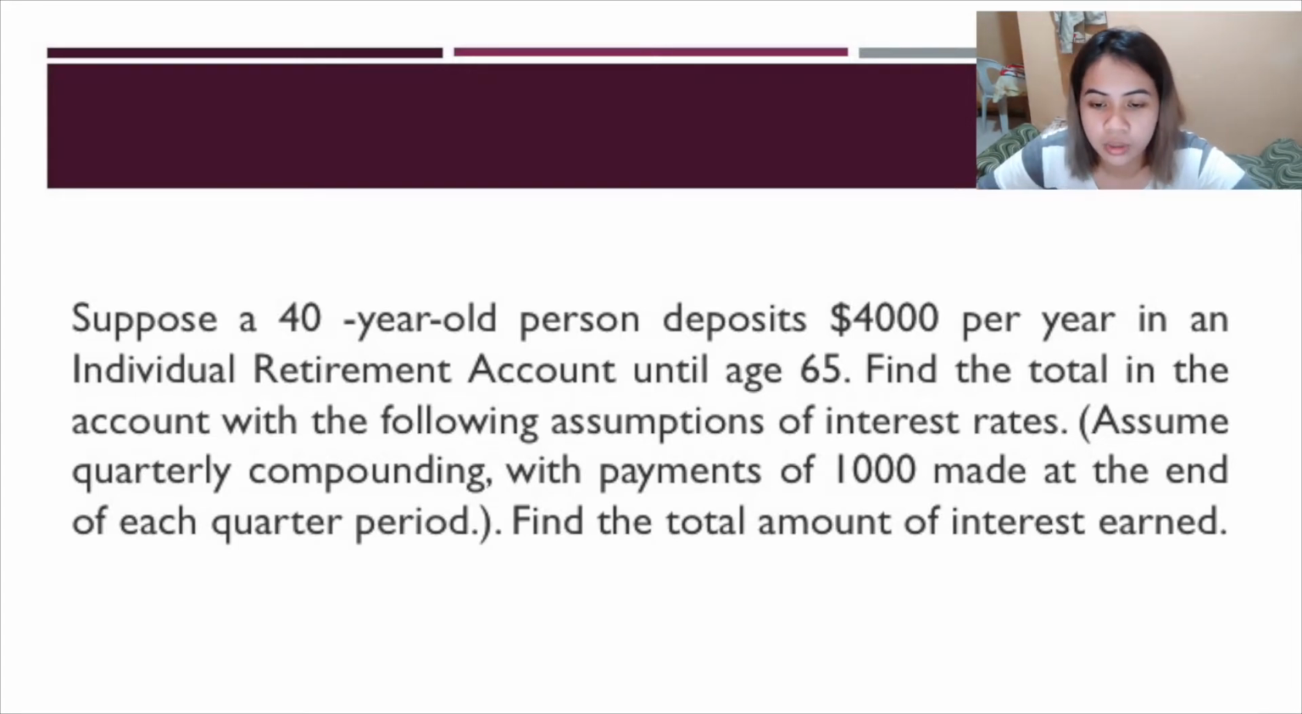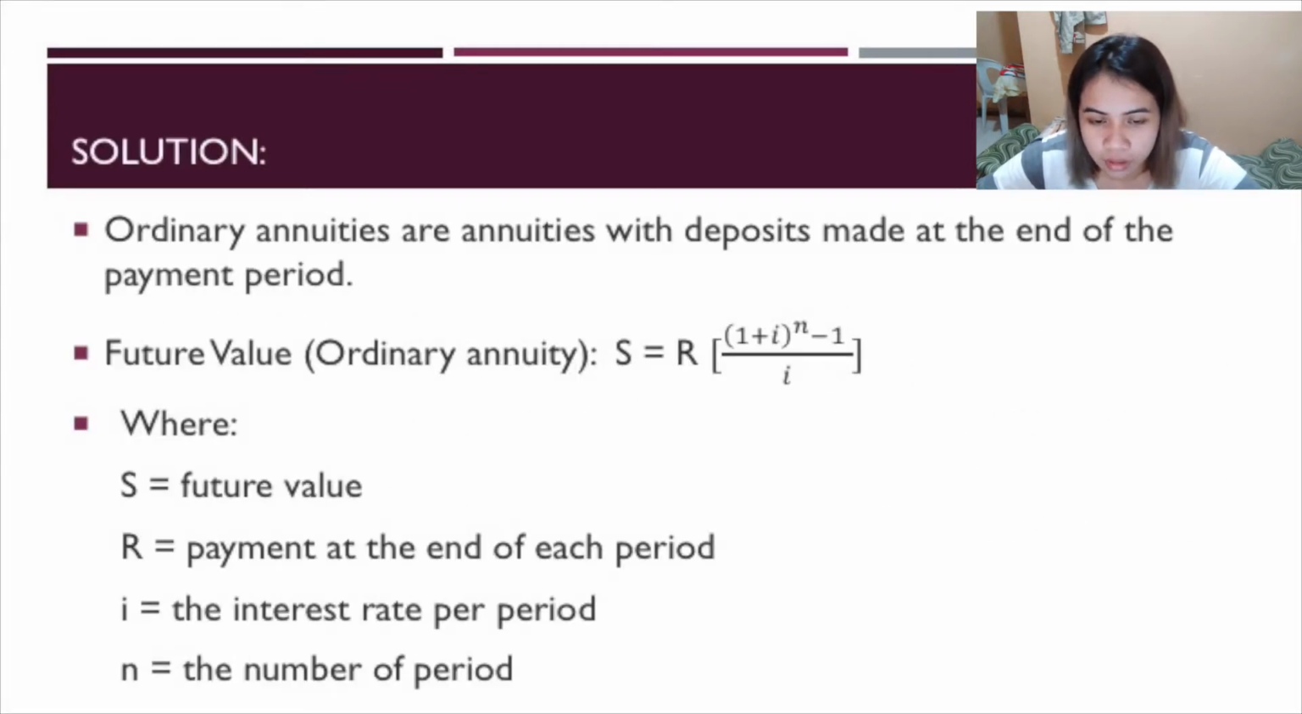Find the total in the account with the following assumptions of interest rates. Assume quarterly compounding with payments of $1,000 made at the end of each quarter period. Find the total amount of interest earned. The solution: ordinary annuities are annuities with deposits made at the end of the payment period.